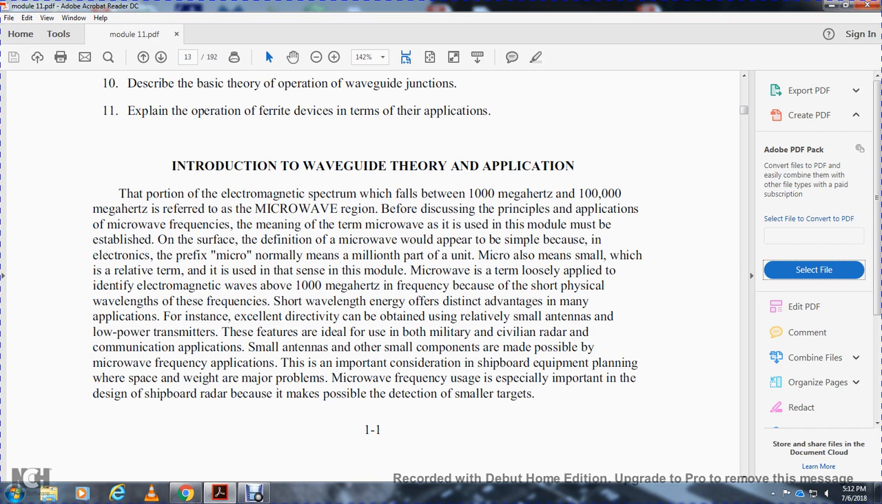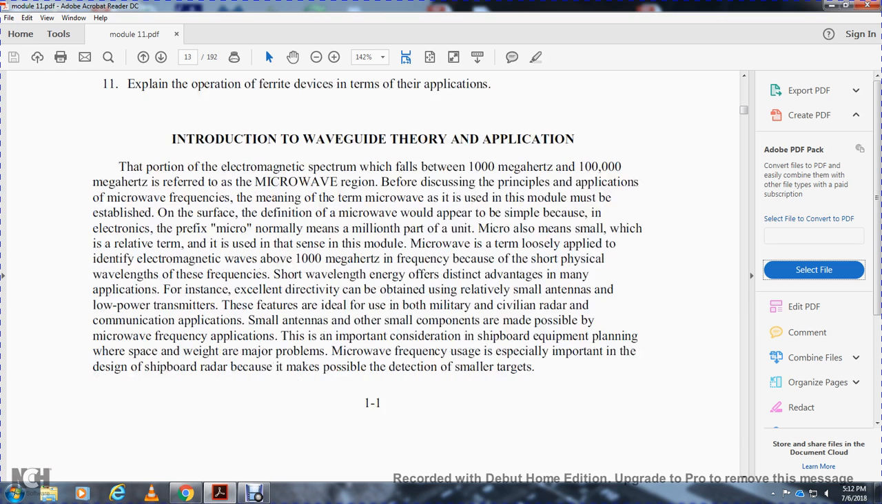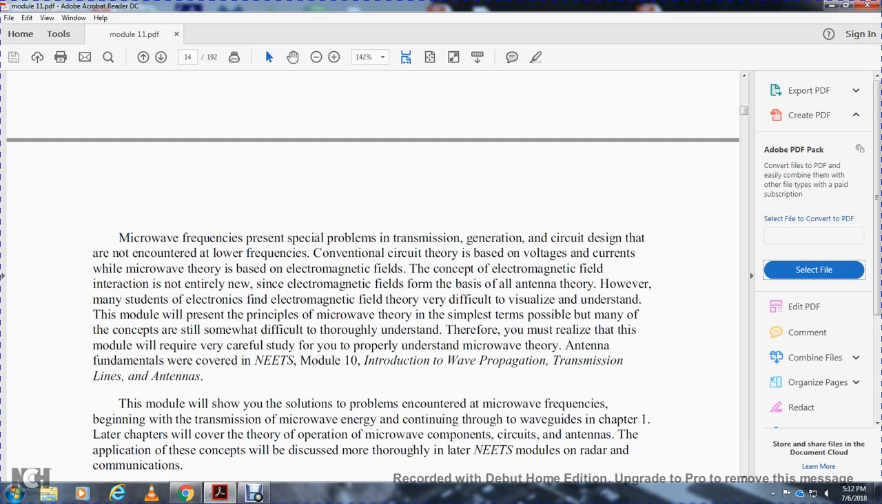This is important to consider for shipboard equipment, where space and weight are major problems. Microwave frequency use is especially important in the design of shipboard radar because it makes possible the detection of smaller targets. Microwave frequencies present special problems in transmission and circuit design that are not encountered with lower frequencies.